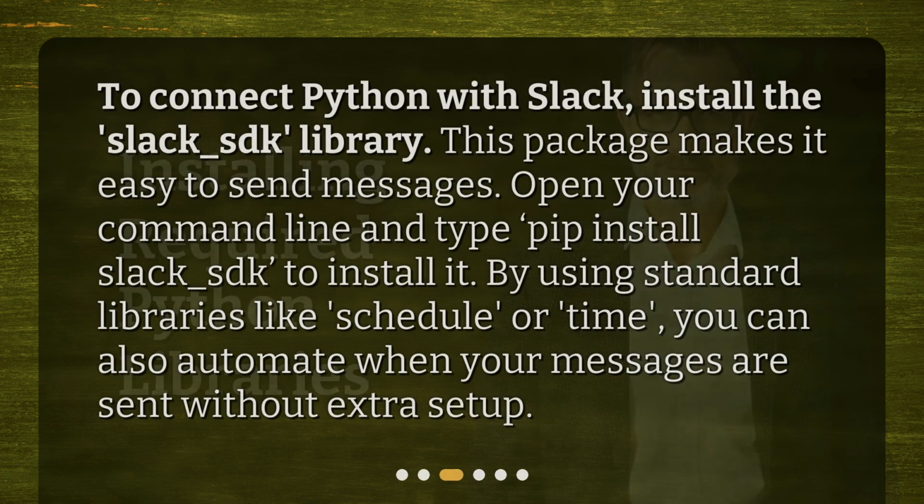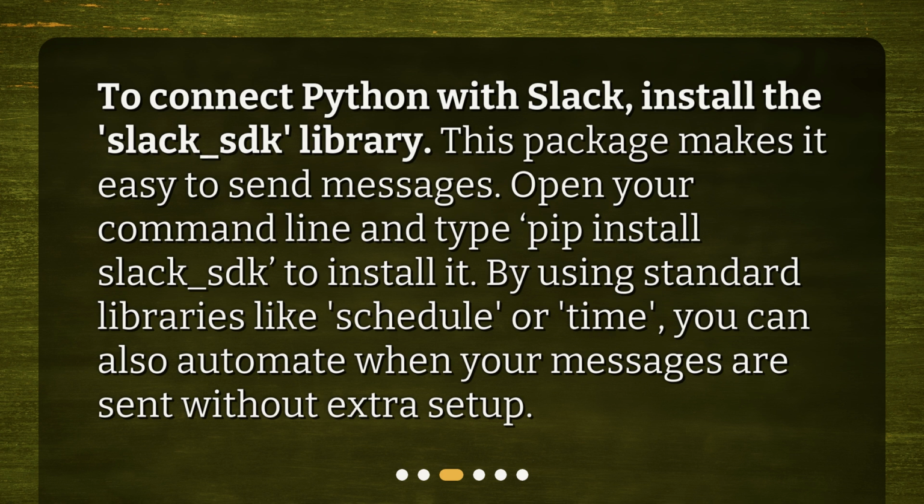Installing required Python libraries. The process to connect Python with Slack: install the Slack SDK library. This package makes it easy to send messages. Open your command line and type pip install slack-sdk to install it. By using standard libraries like schedule or time, you can also automate when your messages are sent without extra setup.